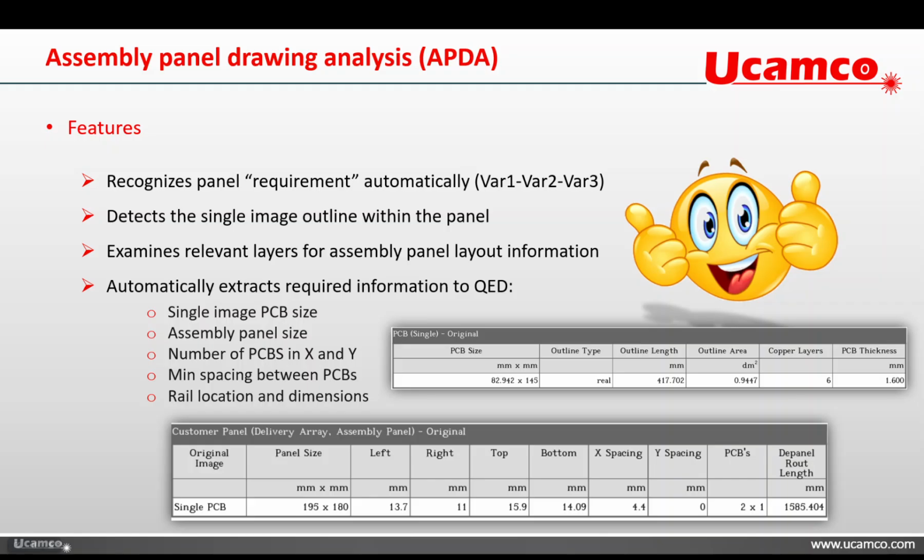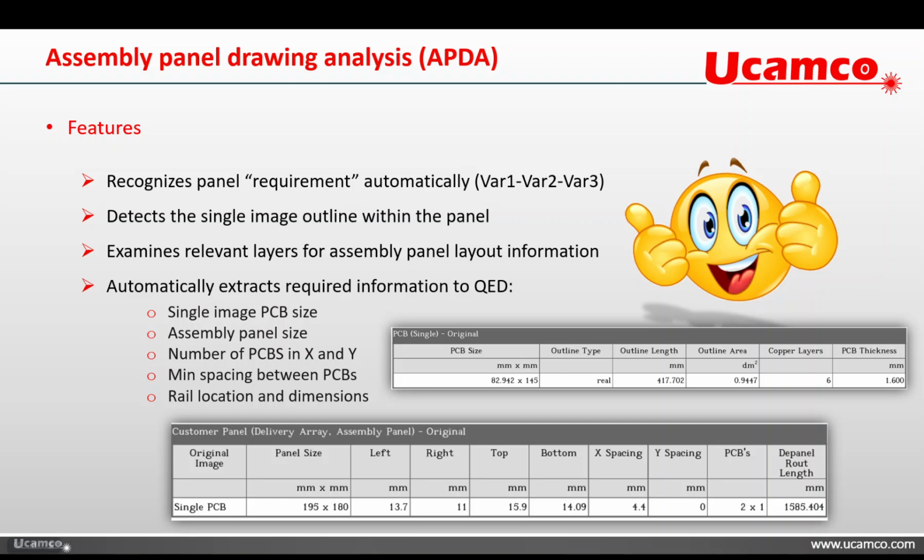Once it has made that decision, or once it has found out that requirement, the next thing it will do is detect the single image outline within the panel. For reasons that we said before, you simply need the single image outline if you want to have good quality QED data.